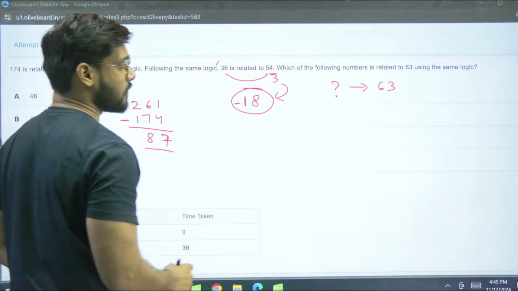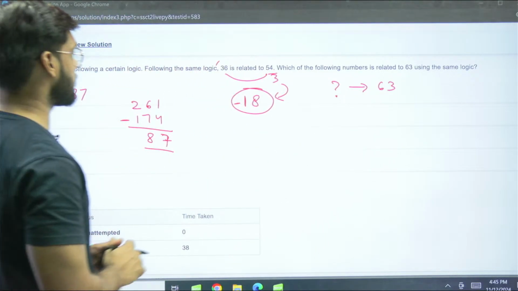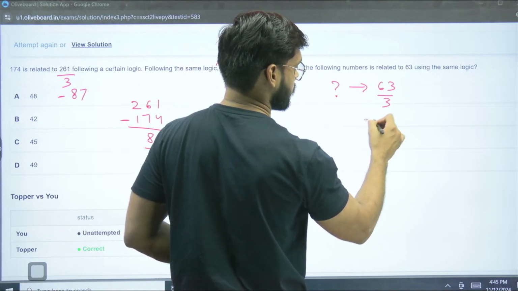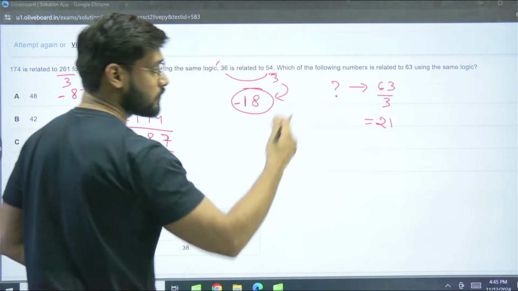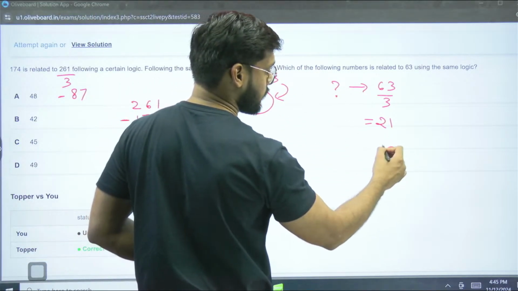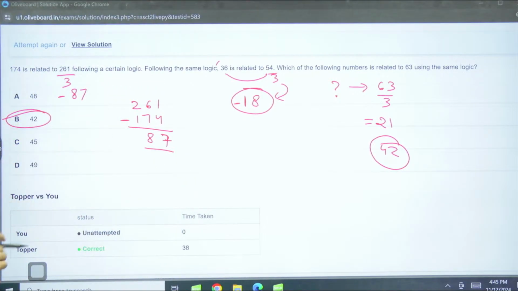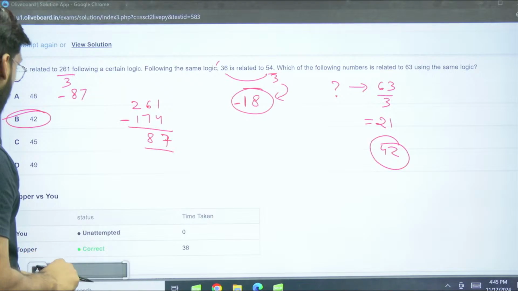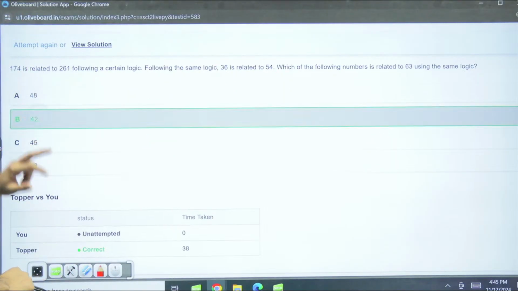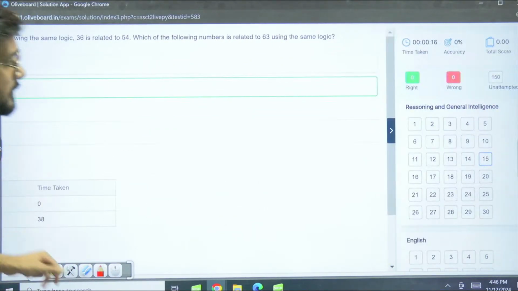Okay, so what can we do? 63 divided by 3 will be equal to 21, right? And 63 minus 21 will be equal to 42. So 42 should be the right answer. Option number B, 42. Very good, Priya. Very good, Ramakrishna, Manish and Nithapriya. 42 should be the right answer. Yes, it turns green.